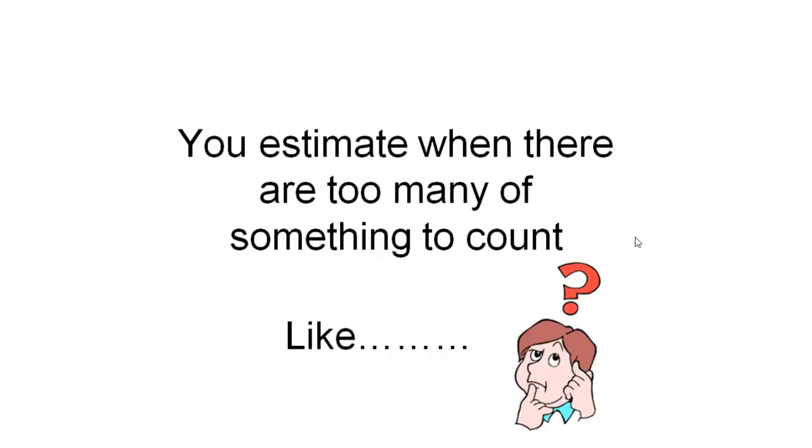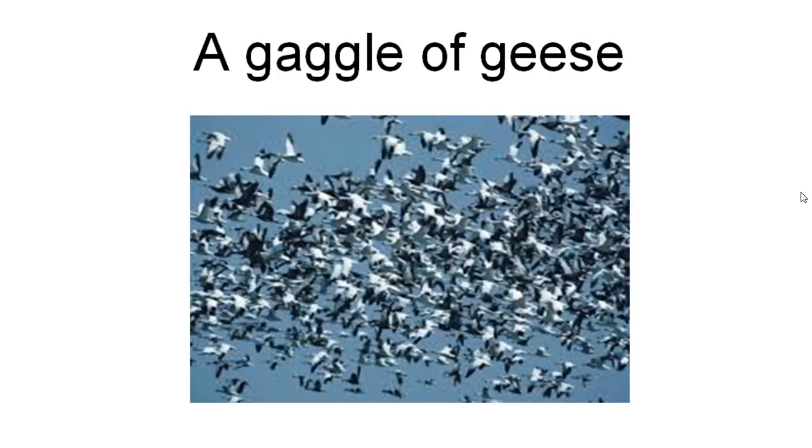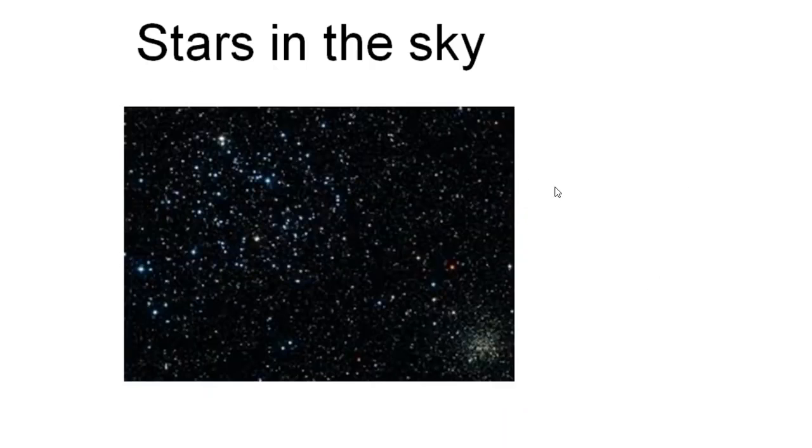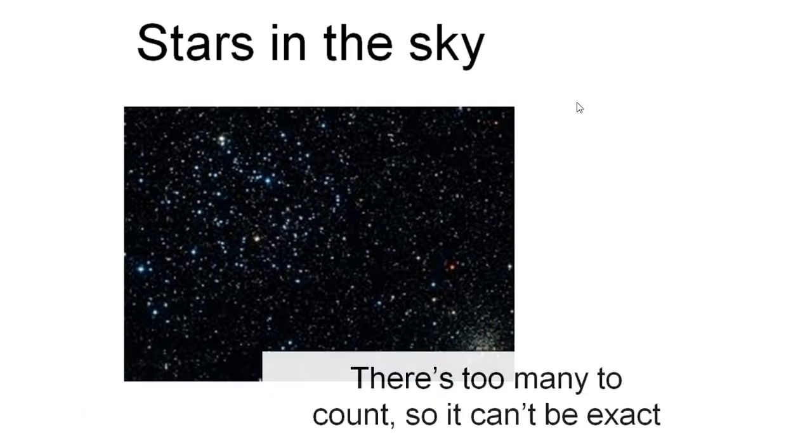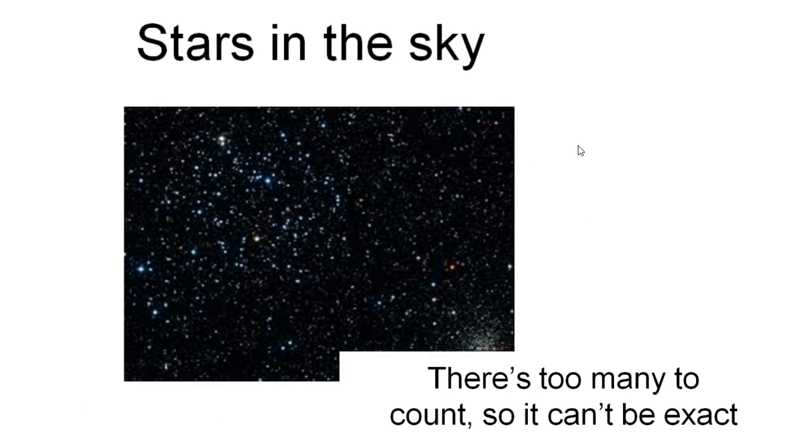You estimate when there are too many of something to count, like a gaggle of geese. You could never count all those geese, but you could estimate how many there are. Stars in the sky, way too many to count. So it can't be exact, but you could estimate. What would you estimate here? How many stars do you think you see?